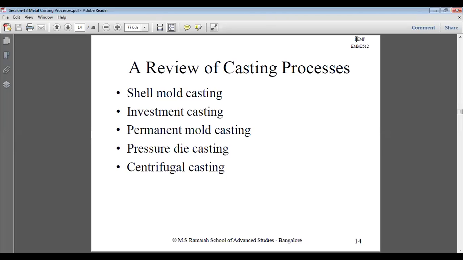Just for a review: shell mold casting, investment casting, permanent mold casting, pressure die casting, and centrifugal casting. These are some important special casting methods that are often asked in various exams, including MBU and various other competitive exams. So today we'll be discussing these special casting methods in brief, and of course their applications and their advantages and disadvantages.